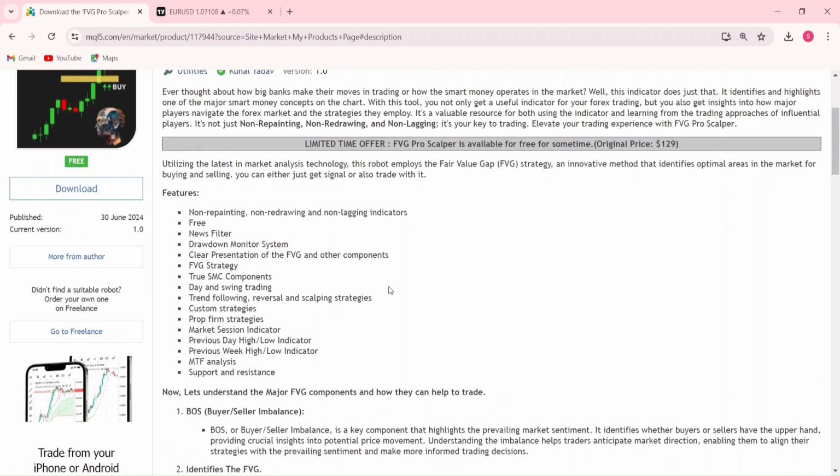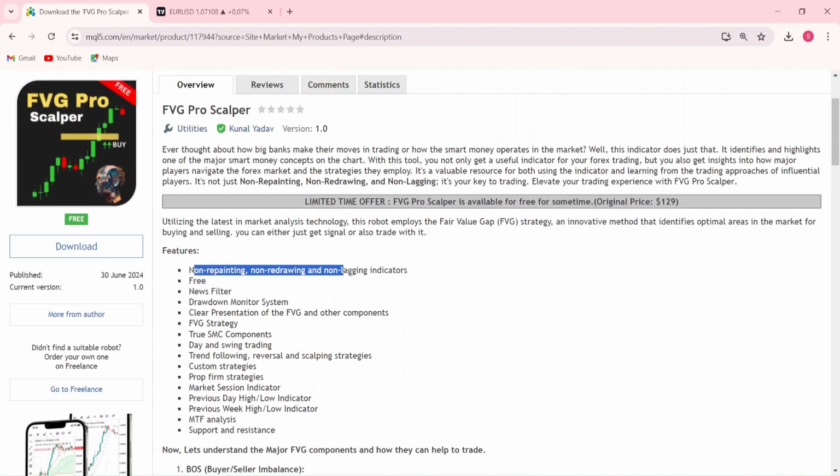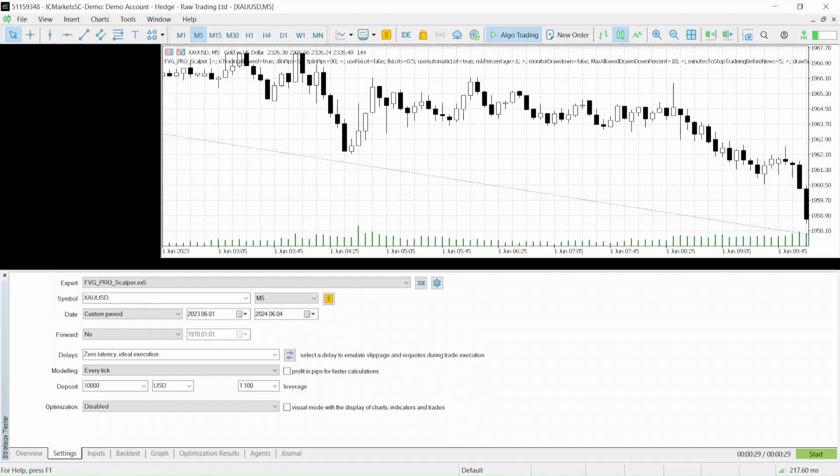So let's talk about some of the features. This is a non-repainting, non-redrawing, non-lagging indicator. I am not going deep into this because we have limited time. It's free, and there is a news filter. Let me show you something.